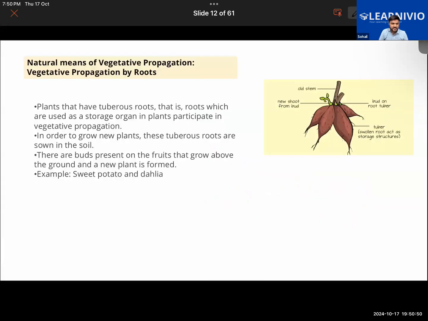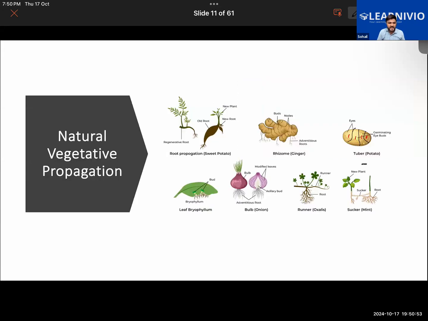Let's start with the first type of vegetative propagation. You guys will first give the heading: natural vegetative propagation.